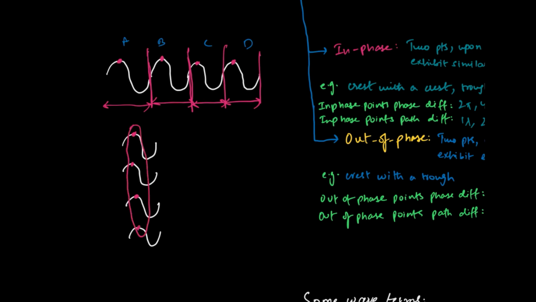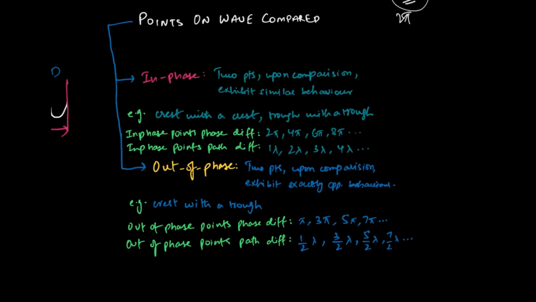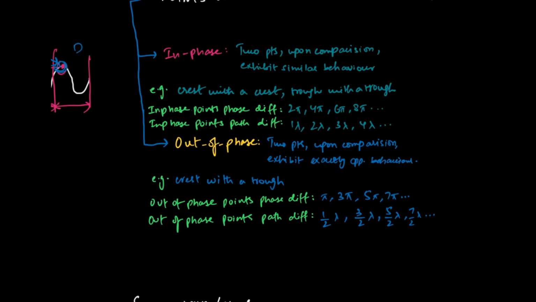So this means that if the waves are similar and the point is on the same position on one complete single wave, these points would always be in phase, even though the point on wave A is very far away from the point on D. However, they are on the same position on the same type of wave, so they are still in phase points, and that is the reason why they would exhibit similar behavior.